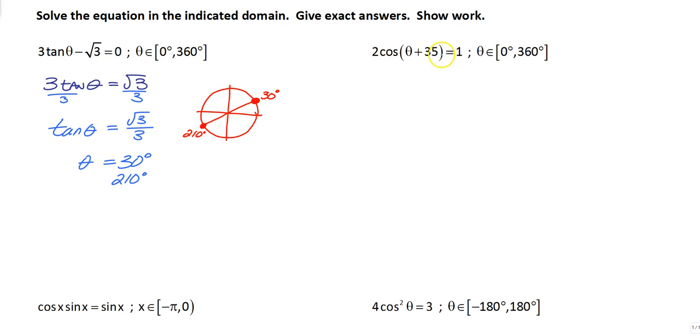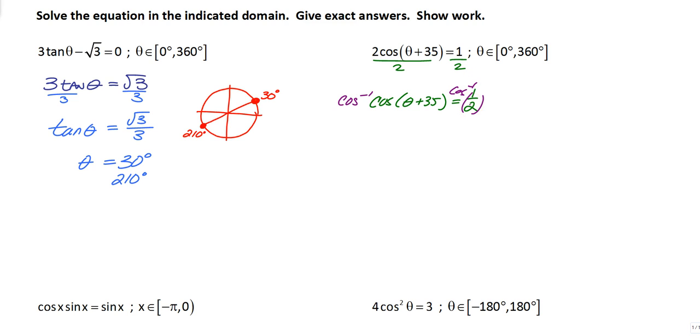Again, first thing we have to do is get all of this by itself or cosine by itself. And we're going to go from 0 to 360 again. So step 1 is divide both sides by 2 because we have to get cosine by itself because of the parentheses. So we're going to have the cosine of theta plus 35 equal to 1/2. Now this is the part that's going to be a little bit different. So now we have to do inverse cosine of both sides. And if it helps you to remember it, you can actually say cosine -1 to both sides.